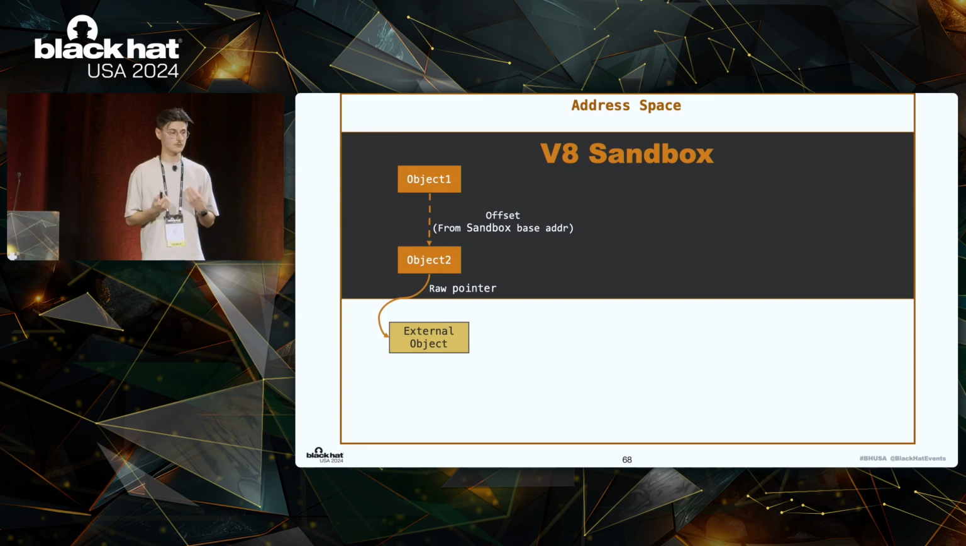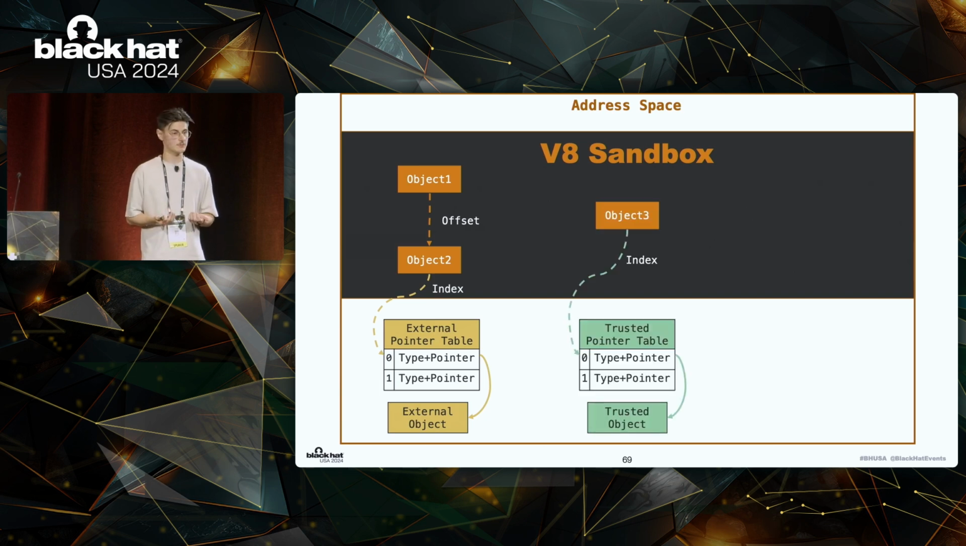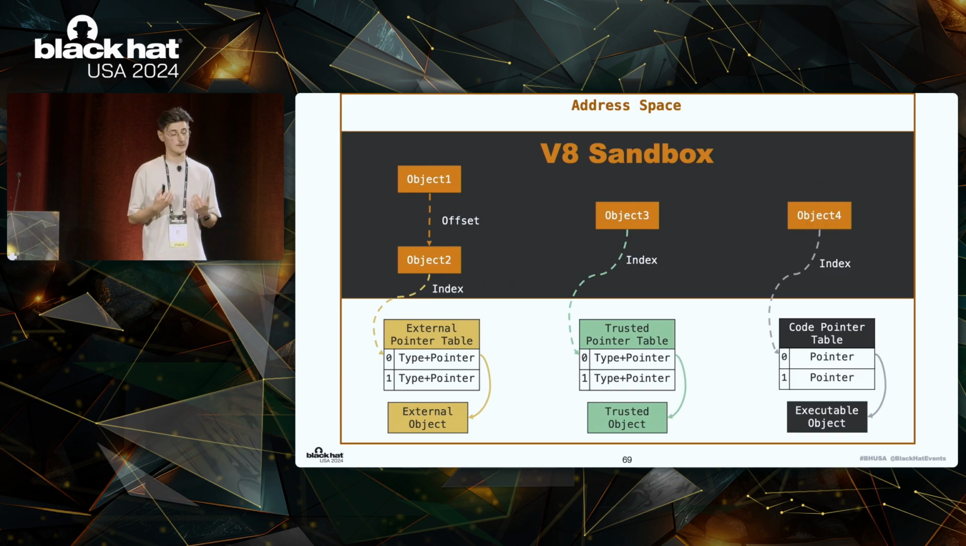Now to reference objects that are outside of the heap, like the sandbox, the security team also removed those raw pointers to replace them with indexes to pointer tables that are pointing back to the object they want to reference. So there are pointer tables for external objects, like for example Blink objects, for trusted objects like code metadata, bytecode, and for executable objects like JIT code.